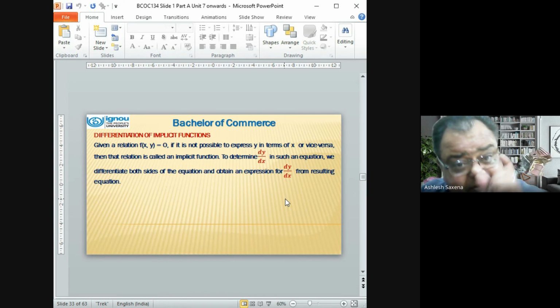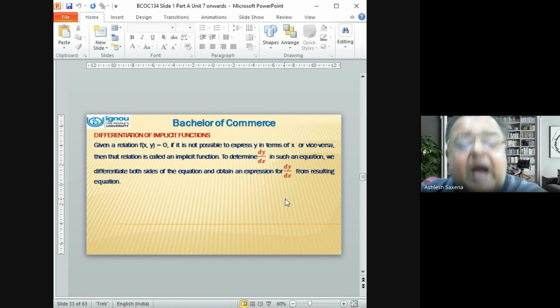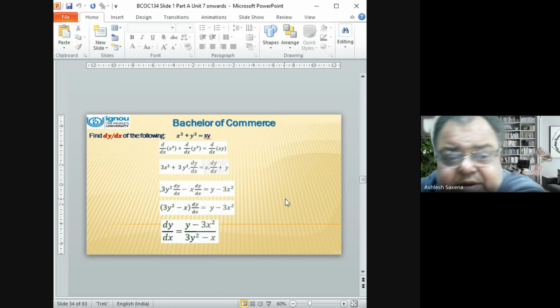But this is the theory. Now we will see how the problem will be solved. See, your problem is x cubed plus y cubed is equal to xy. By any method, we cannot convert this expression in terms of y and x individually. Straight away, we will be differentiating.